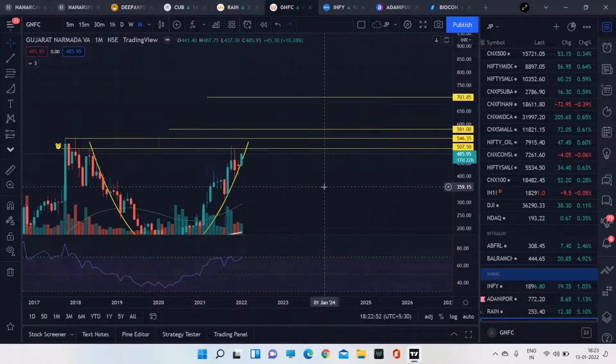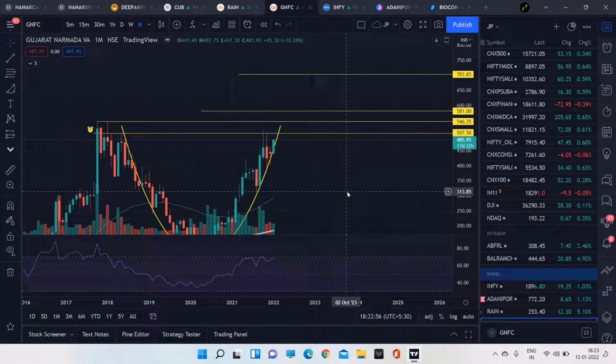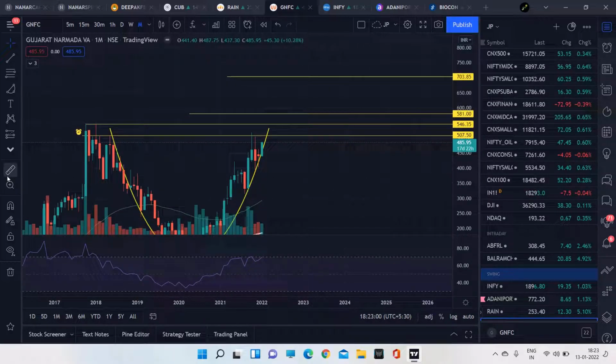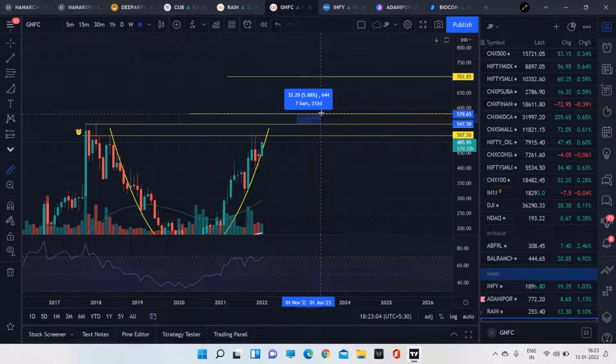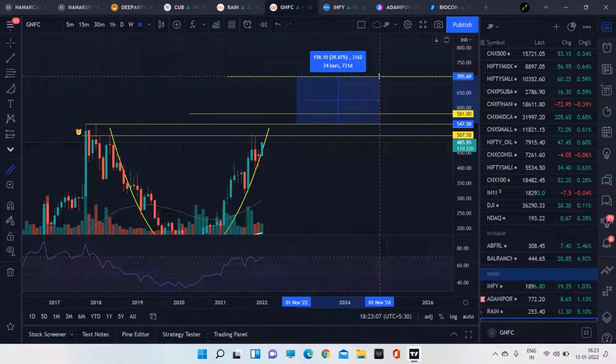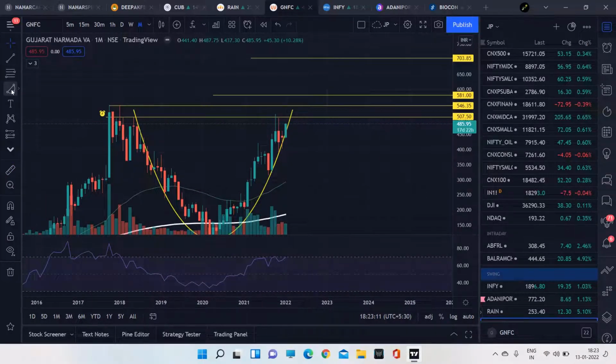Once 546.35 is broken, the next target is 581. The immediate target is 581, and the last target is 703.85. Alright, so again, this is a swing trade. First target is quite small, 5.26%, and the second is almost 28%. Not a bad target. The formation can be like this.